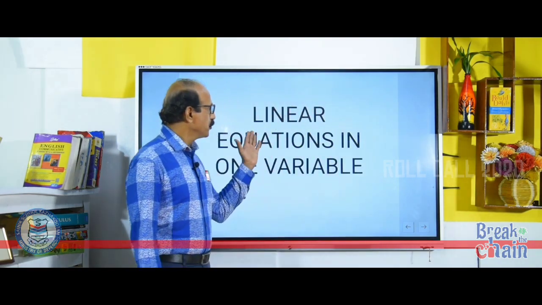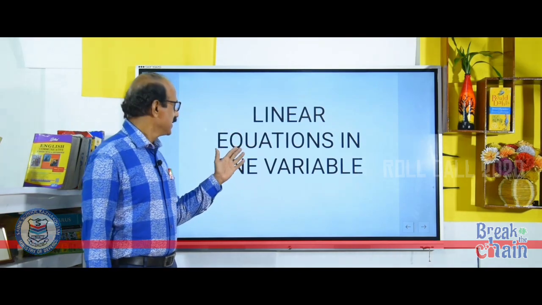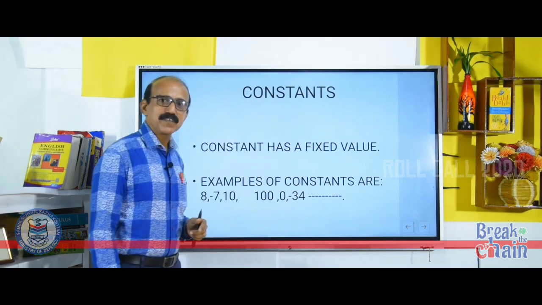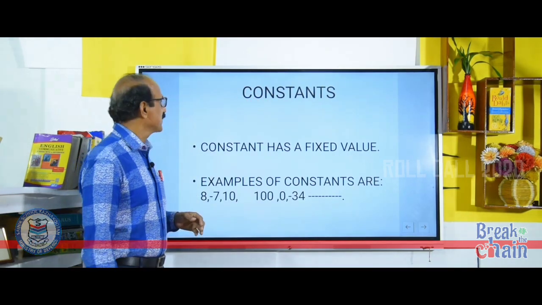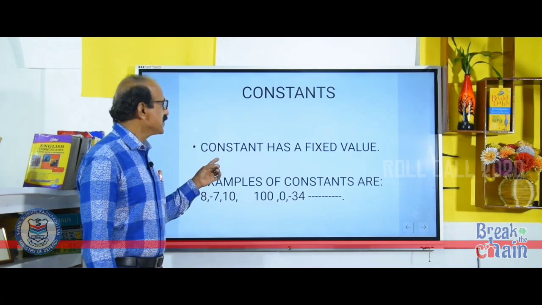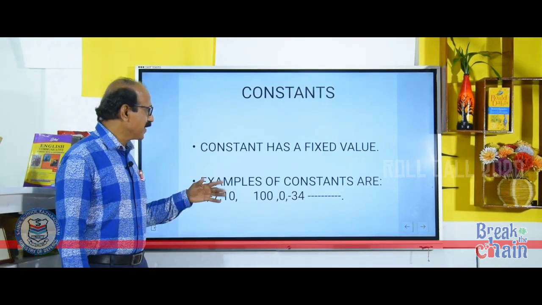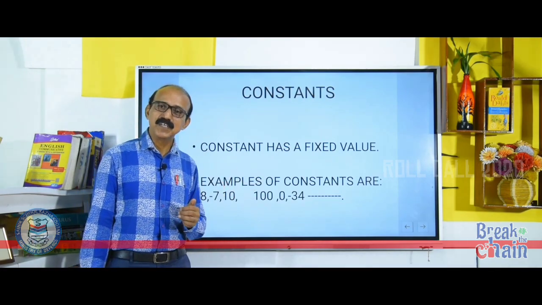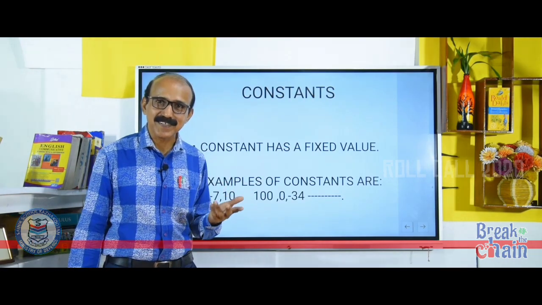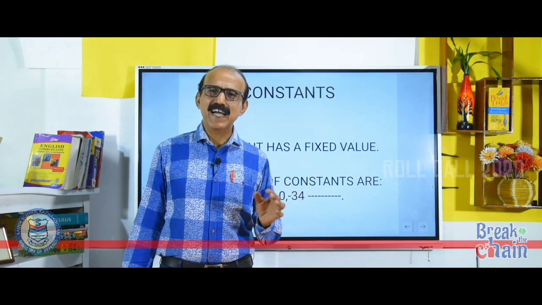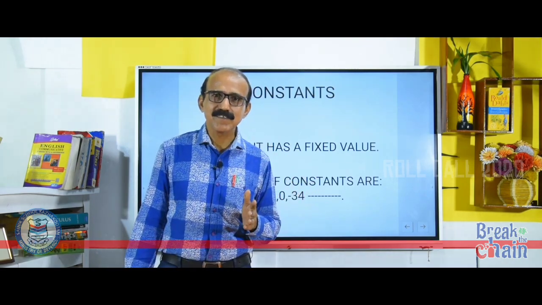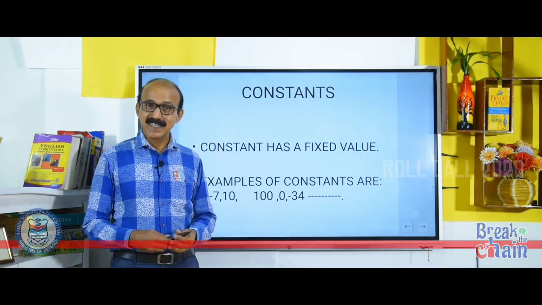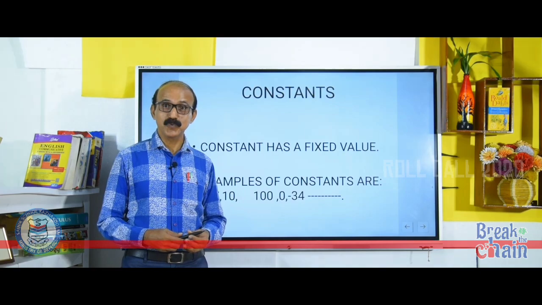See, we are going to learn about linear equations in one variable. So, you all should know what is a constant and what are variables. Constants. A constant has a fixed value. For example, 7, minus 10, 8, 0, 100, 1000, all these are constants. They have only one value. For example, 2 flowers, 2 students, 2 books. The number represents the same, it's always 2.